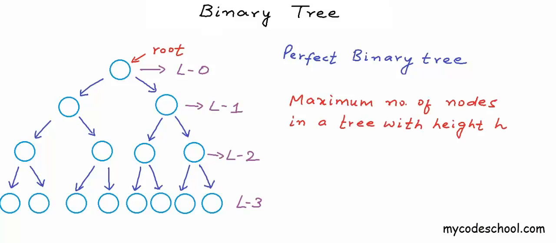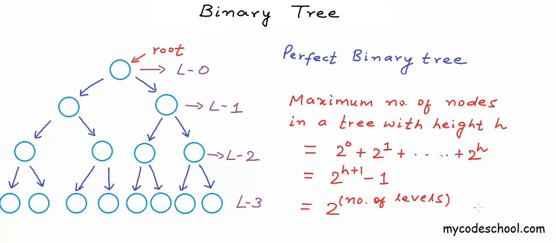Maximum number of nodes in a tree with height h will be equal to, we'll have 2 to the power 0 nodes at level 0, 2 to the power 1 nodes at level 1, and we'll go on summing for height h will go till 2 to the power h. At deepest level we will have 2 to the power h nodes. Now this will be equal to 2 to the power h plus 1 minus 1. H plus 1 is number of levels here. We can also say 2 to the power number of levels minus 1.